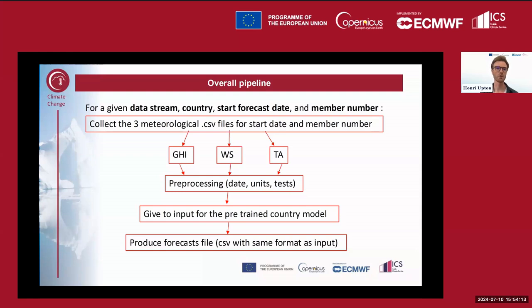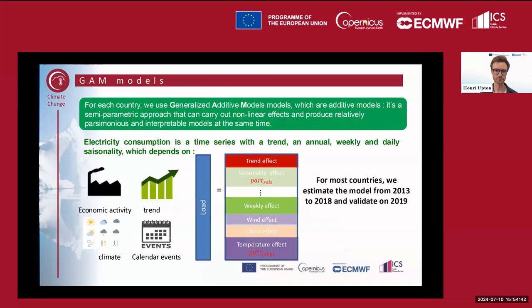To recap, we do this for each data stream: ECMWF, CMCC, and DWD, for each country, for each start forecast date and member number. So we have a lot of operations to do. We automatize the process and we parallelize the operations in order to have an operational phase that is quite consistent.